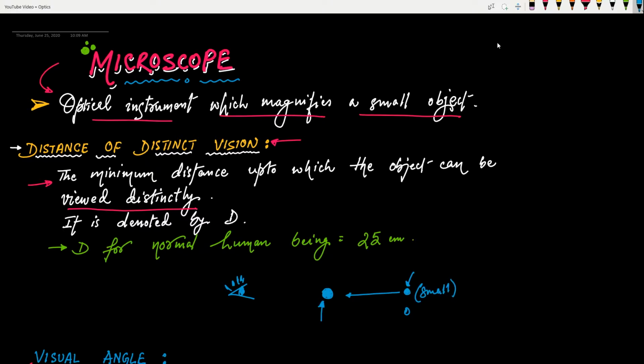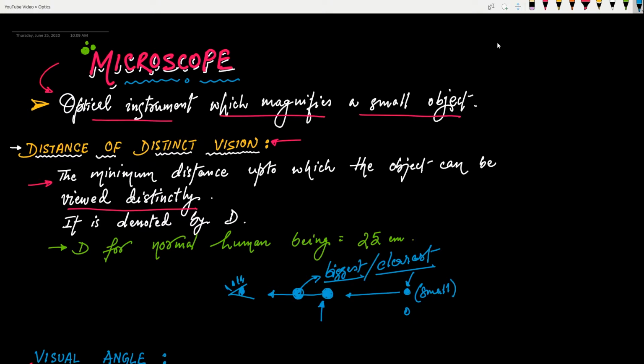Now let's understand. As we are bringing this object closer and closer, there is a point at which the object seems to be the biggest, as well as the clearest. This is very important. The object not only seems to be the biggest but also the clearest of all.